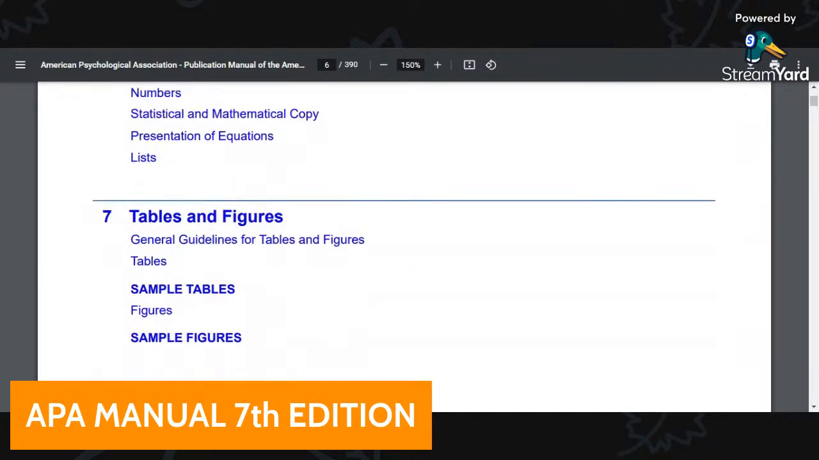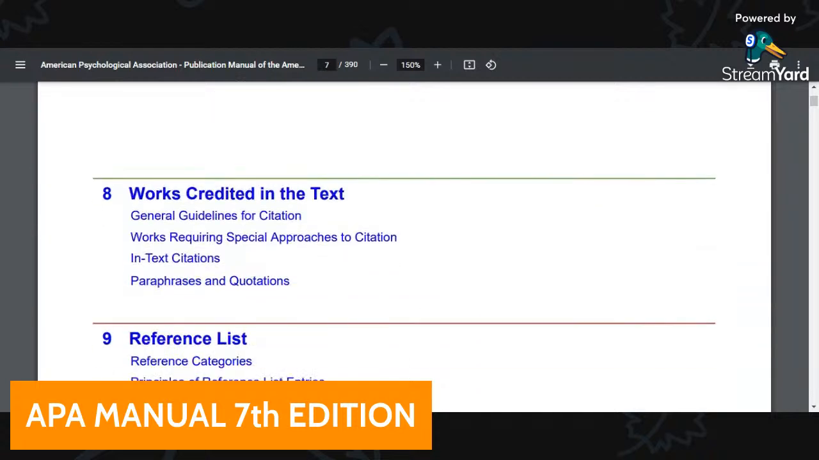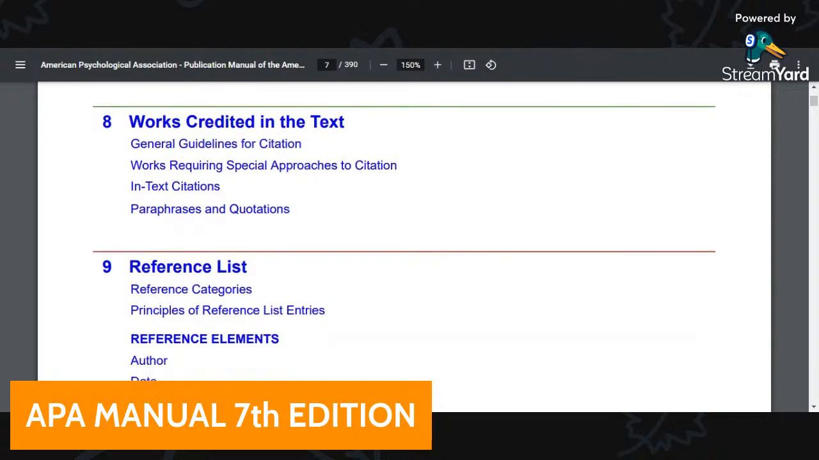Tables and figures: general guidelines for tables and figures in our research work, dissertation, or thesis. How we have to use them. Works credited in the text: a general guideline for citation, works requiring a special approach to citation, paraphrases, and quotations. Ninth is the reference list, which is very important.